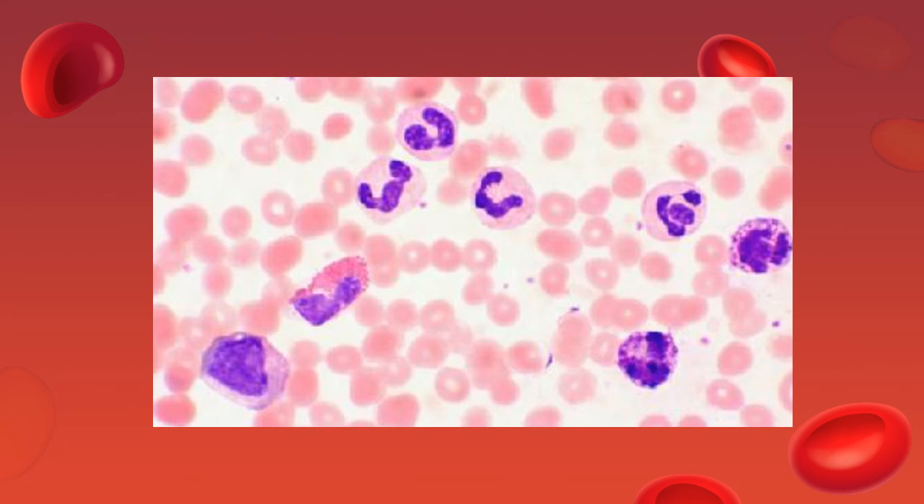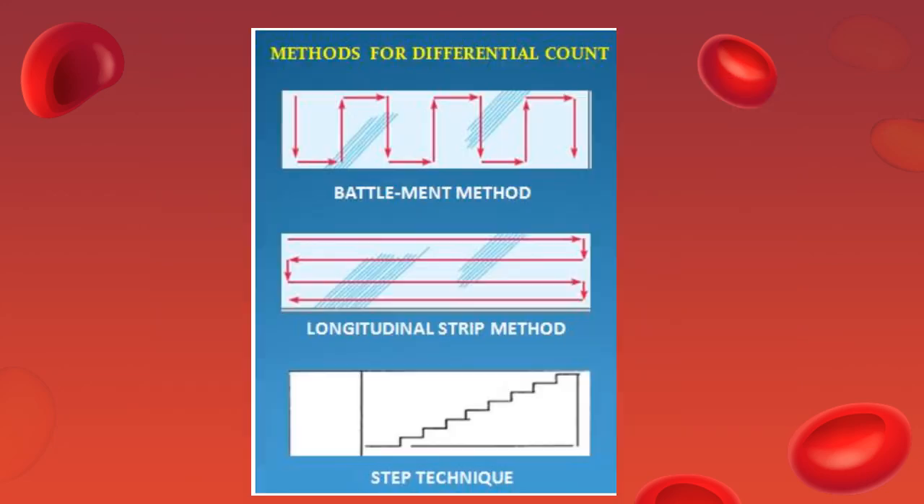So this provides the relative proportion or percentages of WBCs. Since you counted 100, for example, if you counted 70 neutrophils, then 70% of the WBCs are neutrophils. So that's how it is.